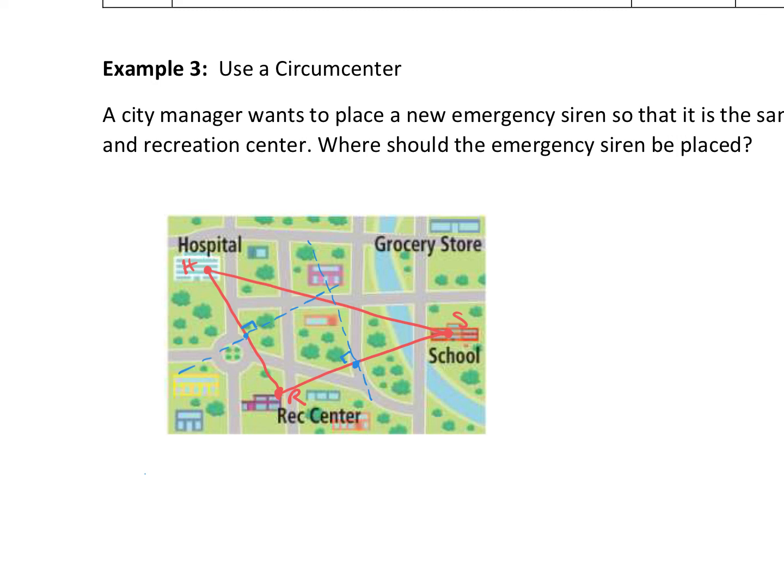Okay, now where these two lines are intersecting, that is going to be the center, the circumcenter, and the circumcenter is the same distance from H and R and S. It's equidistant from all three vertices of our triangle. I will label that with an E because that's where the emergency siren should go.